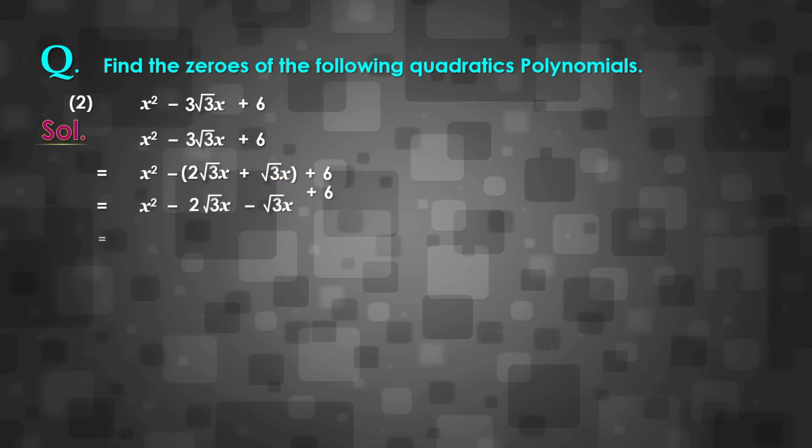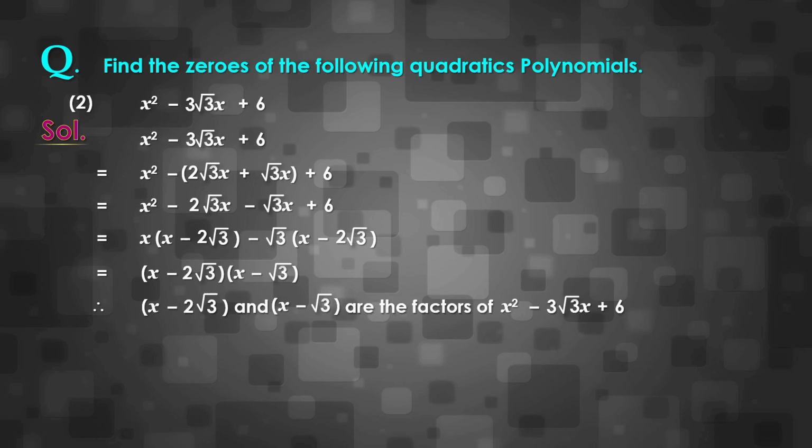Next, we group the terms. From the first two terms, we take x common. From the last two terms, we take minus root 3 common. This gives us the common factor x minus 2 root 3. So the expression becomes (x minus 2 root 3) multiplied by (x minus root 3). Therefore, the factors of the quadratic polynomial are x minus 2 root 3 and x minus root 3.